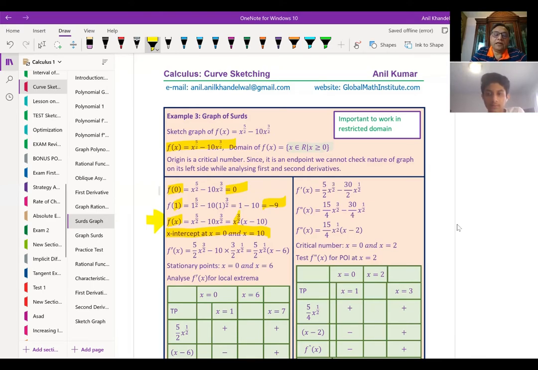Correct. So x to the power of 5 by 2 and 3 by 2. 3 by 2 is smaller. And 5 minus 3 is 2, so 2 by 2 is 1. And therefore, we got x minus 10 as the other factor.